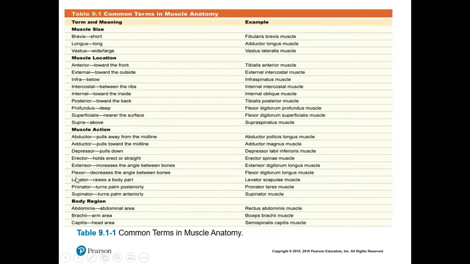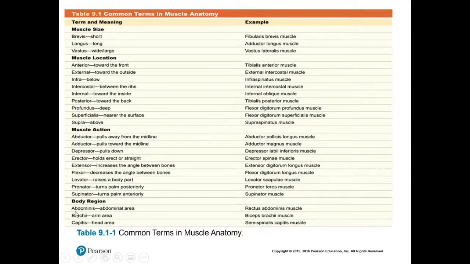So levator is raising a body part. Pronator, turning, for example, the palm posteriorly. Keep in mind, anatomical position, right, has palms facing forward. If you pronate those palms, you can try it right now if you want. Pronate the palms towards the back. Again, that's called pronation. Your forearm has pronator muscles that allow you to do that function. Okay, and then supinator would be palms anteriorly. So normal anatomical position has your palms supinated. Okay, so supination, pronation. Those are very important terms.